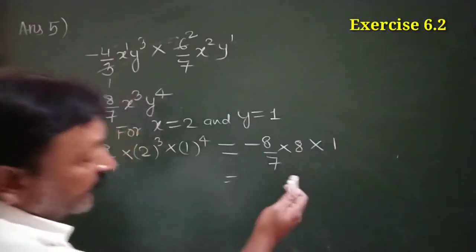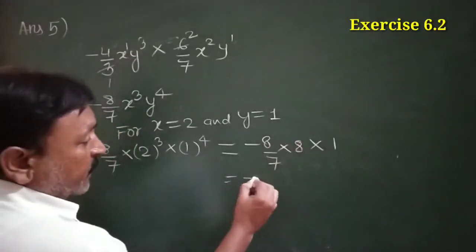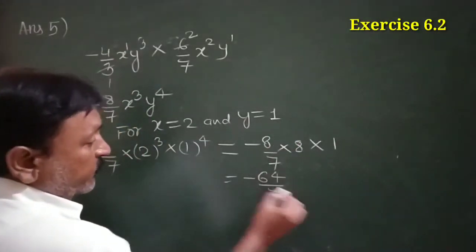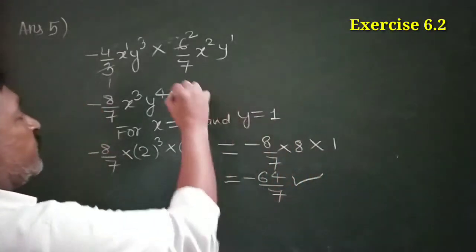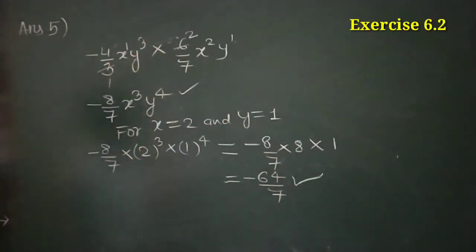See, nothing is getting cancelled, it means 8 8s are minus 64 upon 7, which is our needed answer. Is it clear? Note it.